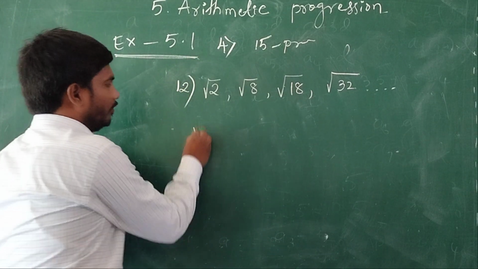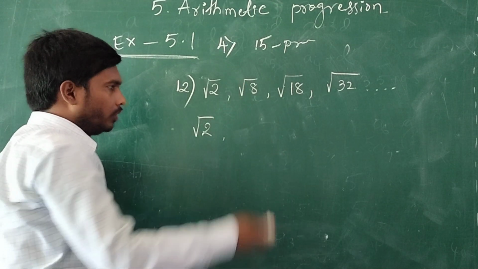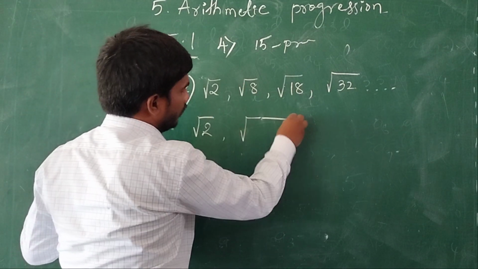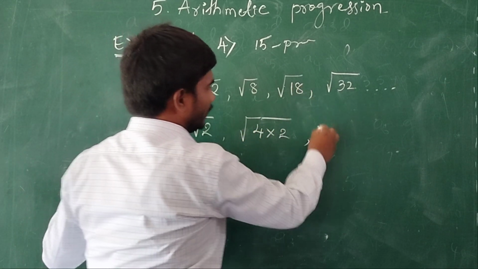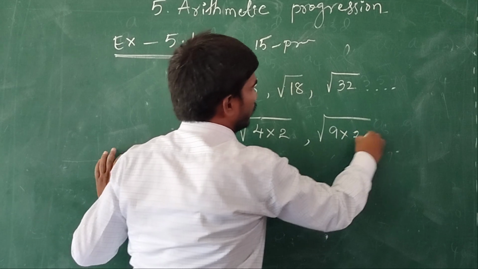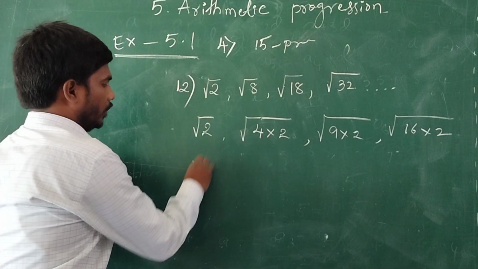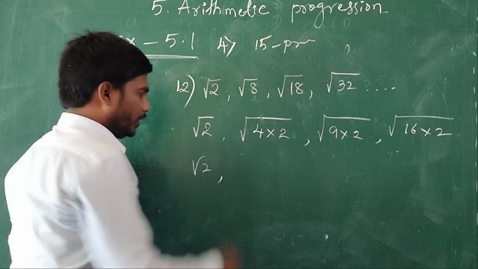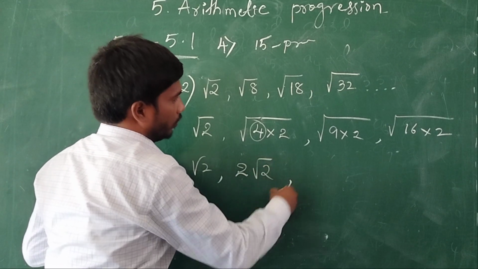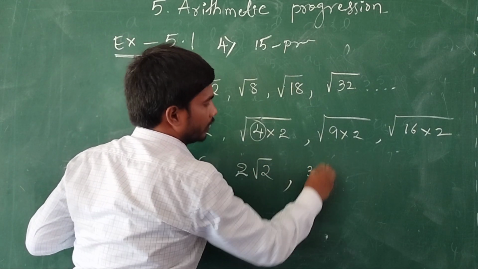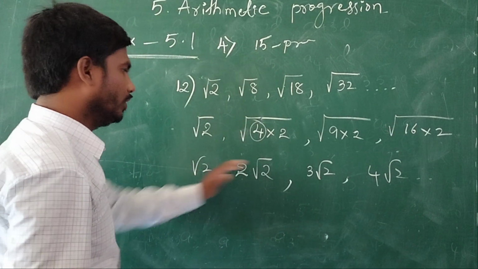For that, the first one is root 2. For the second one, are we able to convert it into a simpler form? This 8 I am writing as 4 into 2. Next, this 18 is 9 into 2. This 32 is 16 into 2. Now root 2, and root 4 value is 2, so 2 root 2. Root 9 value is 3, so 3 root 2. Root 16 value is 4, so 4 root 2. Now verification.